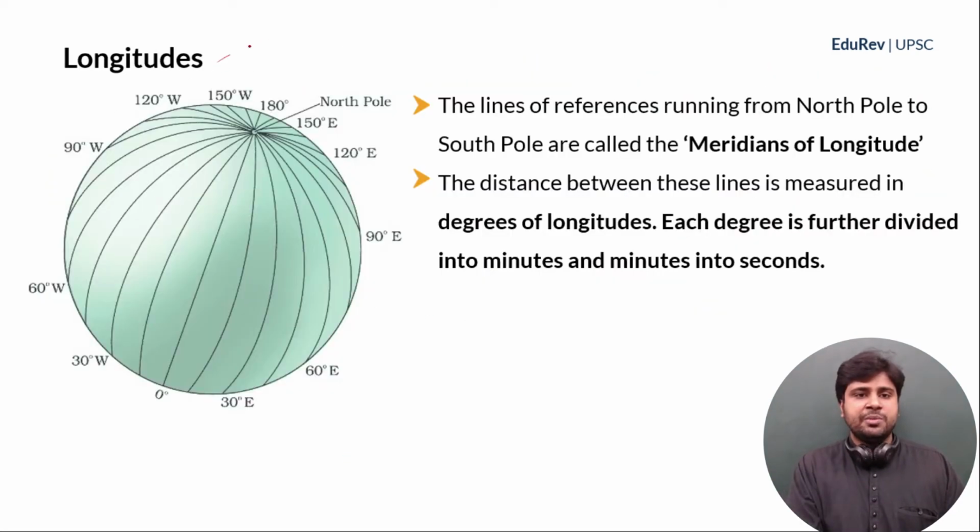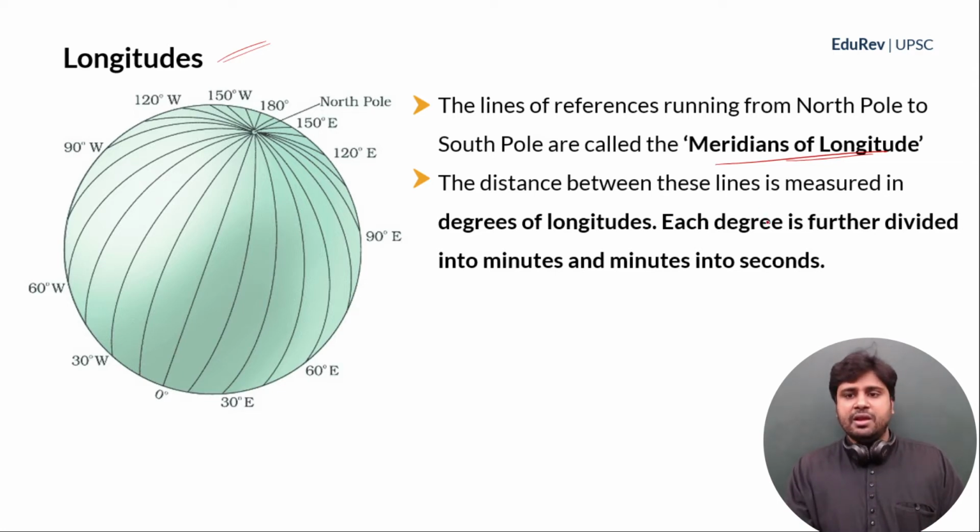Now, let us discuss about longitudes. The lines of references running from North Pole to the South Pole are called meridians of longitude. So, these lines of references are running from the North Pole to the South Pole. And as you can see in this image, the distance between two longitudes goes on decreasing as we move towards the poles. And at the poles, both North Pole and South Pole, all the longitudes converge. They all meet at a point.